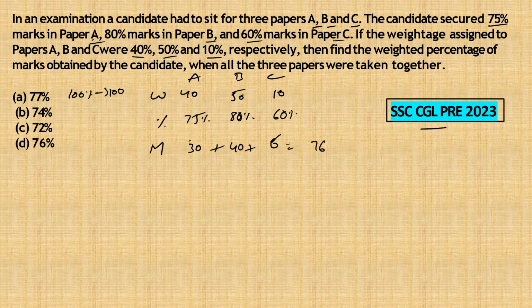He got 76 marks, and the percentage is 76 marks scored by him out of the total marks, 100, into 100, which gives 76% as the answer. That is option number D.